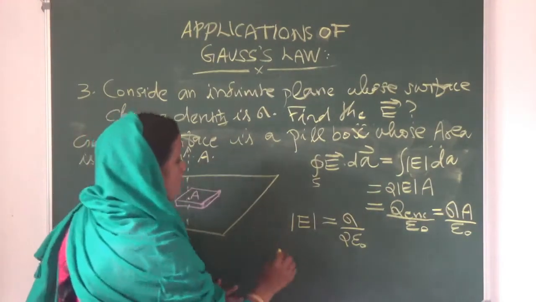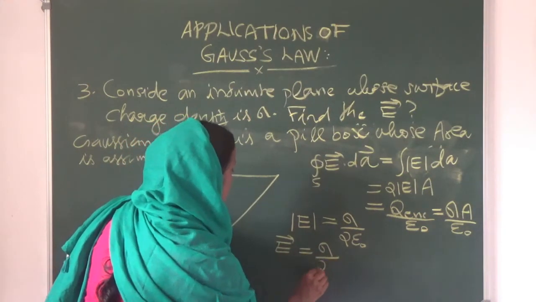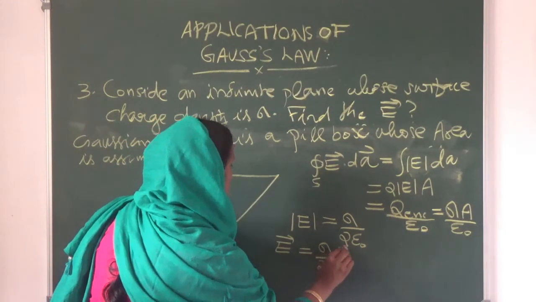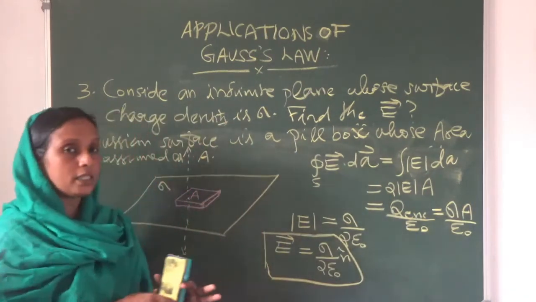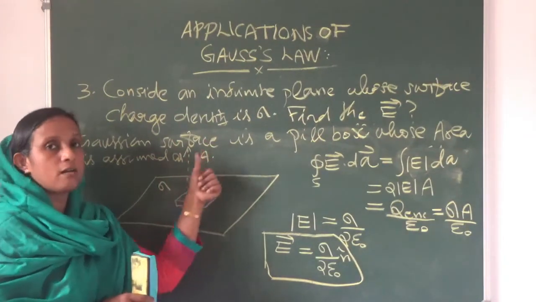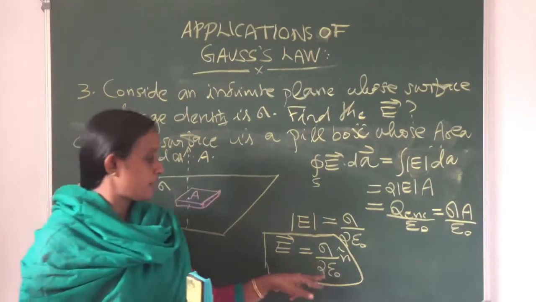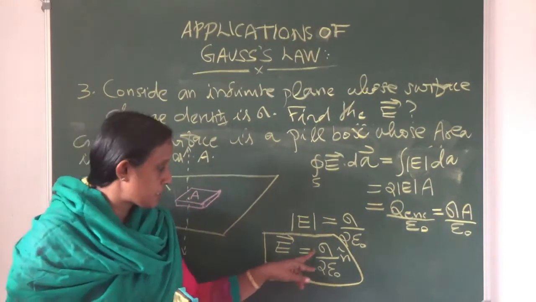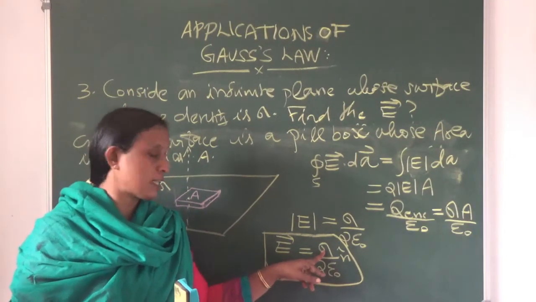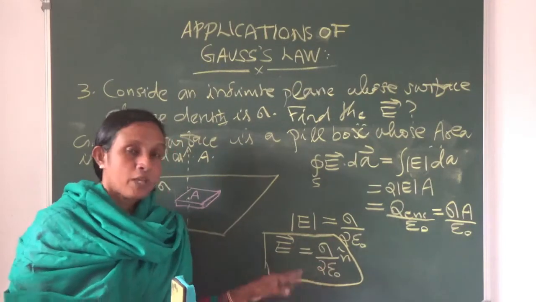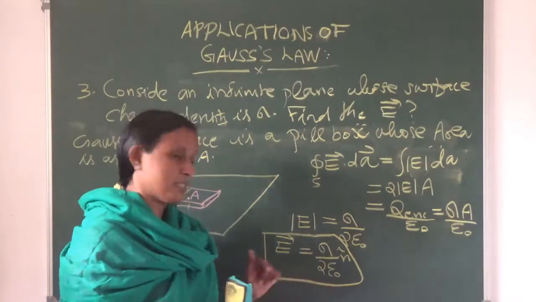Okay, in vector form you can write this as E equal to sigma by 2 epsilon 0 n cap. That means the electric field is pointing perpendicular to the plane sheet. Okay, like this. What is the peculiarity of this electric field? You can see that sigma represents uniform surface charge density.